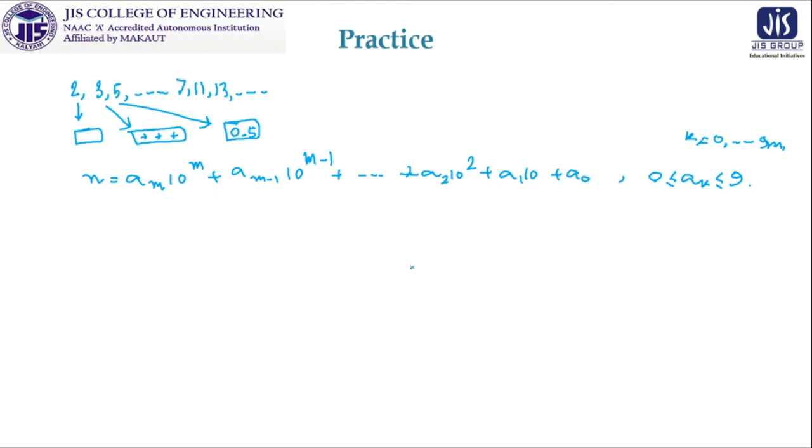Now you can take any number, say 123, and write 1 into 10 square plus 2 into 10 to the power 1 plus 3 into 10 to the power 0. So the a0, a1, a2, clear?